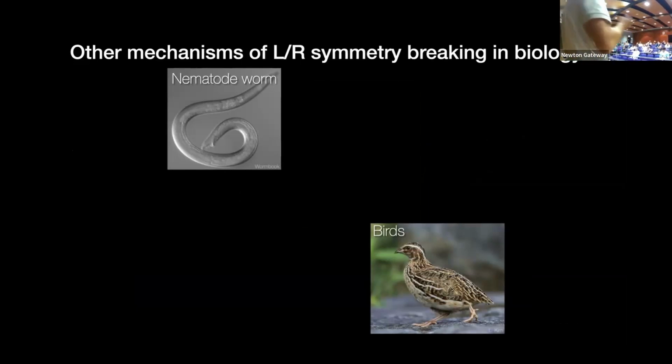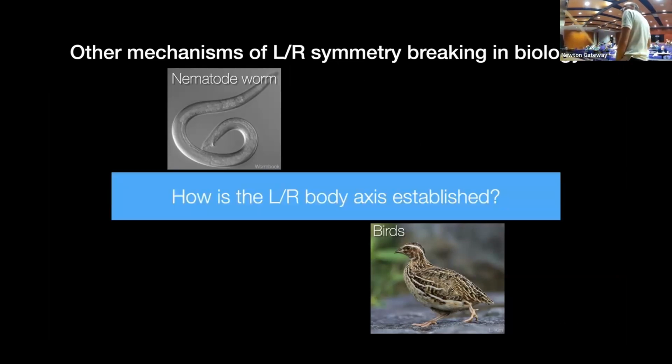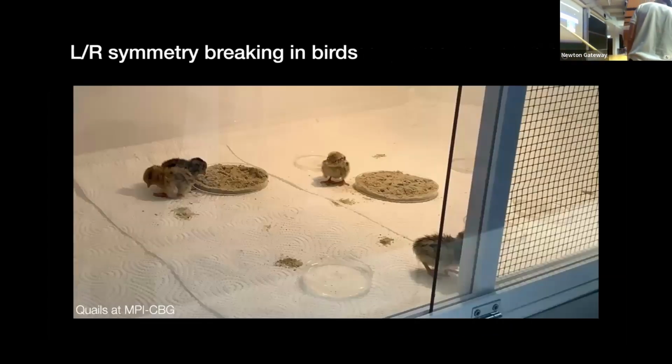So this is why we started to work with birds, because we started to investigate in the nematode how this might work. But this gave us some inspiration in terms of active chiral fluids. But the next question really was on birds. And now we're just going to talk about these birds. Okay, so how do they establish the left-right body axis?